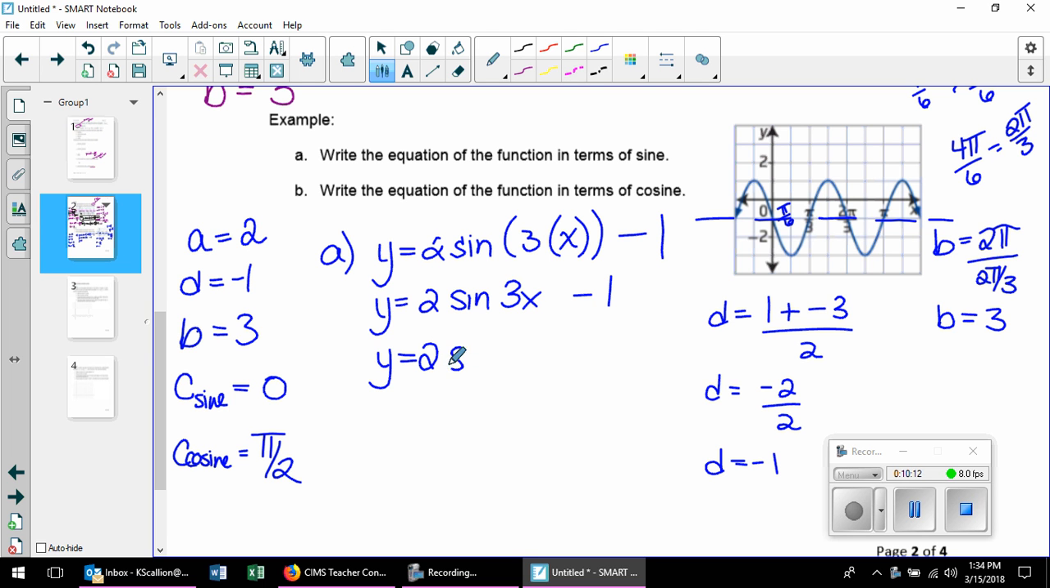So d value, my max is a positive 1 plus, right? Negative 3 divided by 2. So I'm going to have -2 divided by 2. So this was yours, Carlene. This would have been bracket 3 bracket x minus pi over 3 bracket minus 1. That's a good answer too.